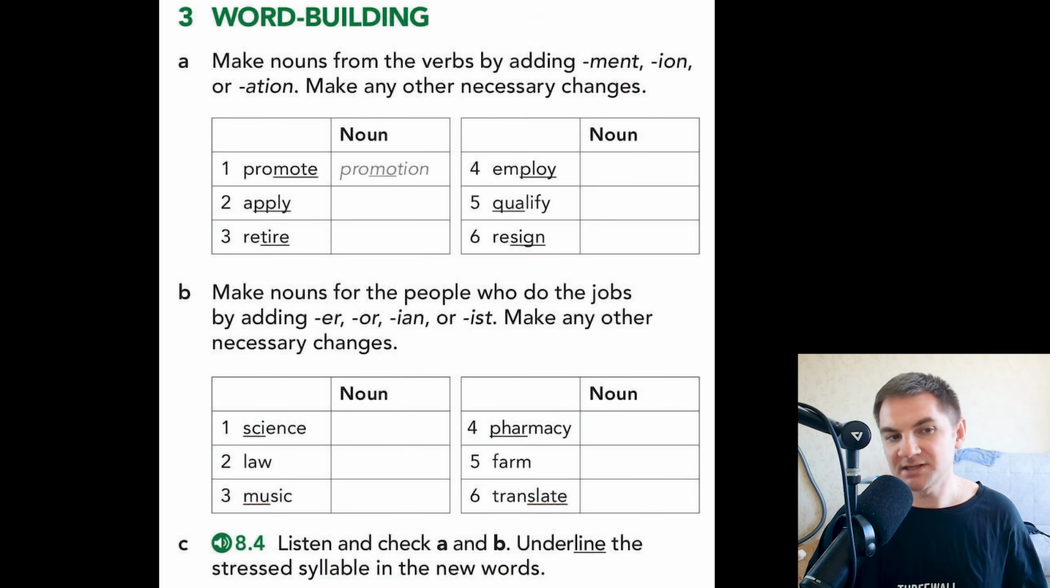Word building. The next section is all about word building, how to make new words from words you already know. Activity A. You will change verbs into nouns by adding endings like ment, ion, or ation. For example, promote, promotion, employ, employment. And in part B, you'll make nouns for people's jobs. For instance, science, scientist, manage, manager. Take a moment to complete the tables, then listen, check, and practice your pronunciation.